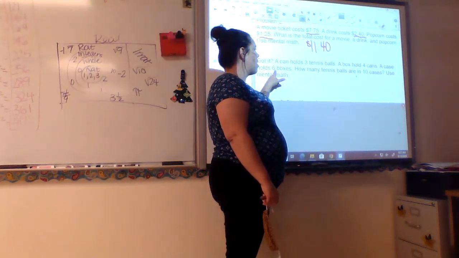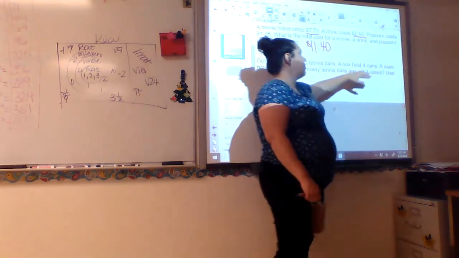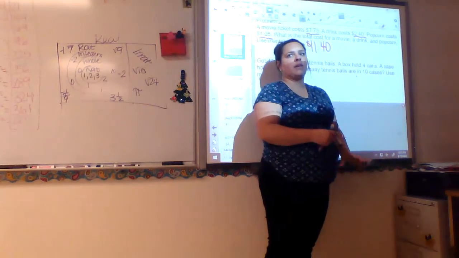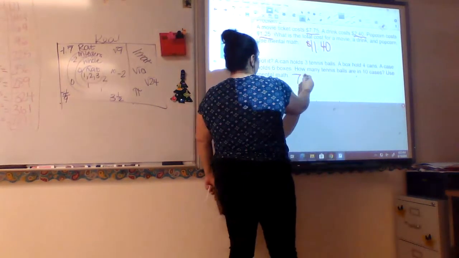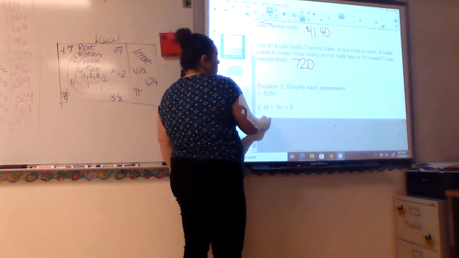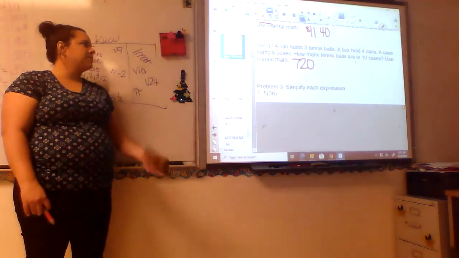And then if there are 72 balls in 1 case, how many balls are in 10 cases? 72 times 10 is 720. I actually thought I got that wrong. A lot of tennis balls.